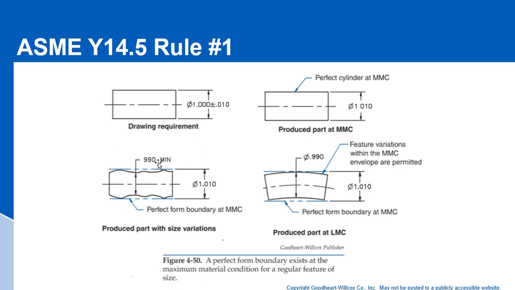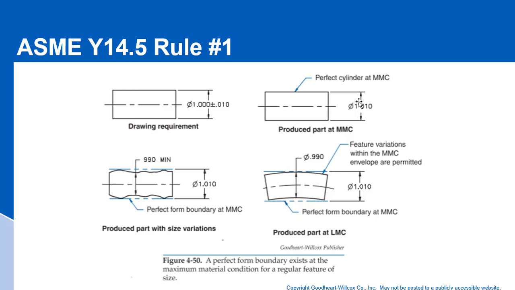If we made it at 990 thousandths, our perfect form envelope here is at 1 inch and 10 thousandths, and so that's our perfect form boundary. And you can see that at our 990, we have a little bit more leeway to vary at that point, because we've got more room to work with. And when we start talking about MMC and GD&T, what we're really doing is talking about making parts that fit at the next level assembly.